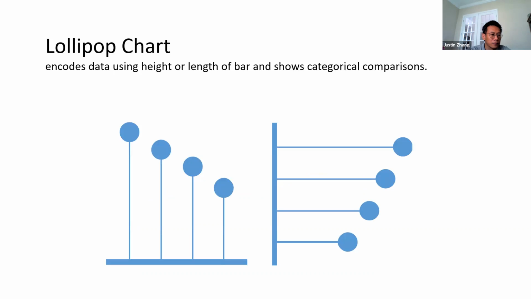Lollipop chart. The lollipop chart is a variation of a bar chart. The difference is you can see a lollipop on top of each bar. So again, this type of chart uses the height or length from a common baseline to make quantitative comparison. We'll talk about some of the issues in lollipop charts probably next week in a separate video.